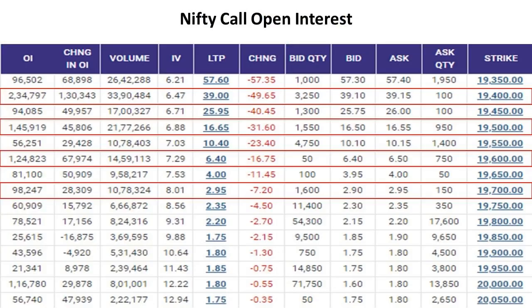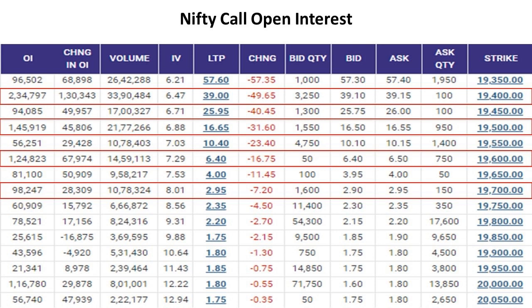So friends, now let us check out the derivative data. We will try to analyze the derivative data of Nifty calls. You will see on the screen in Nifty calls the action was seen in 19,400 calls, then 19,500 calls, 19,600 calls, and 19,700 calls. Now here you can see there has been a drop in the open interest. There has been a drop in the option premium. Implied volatility is very low. It is between 6.21 and 8.1. Low implied volatility means we might see a bounce back from these levels.